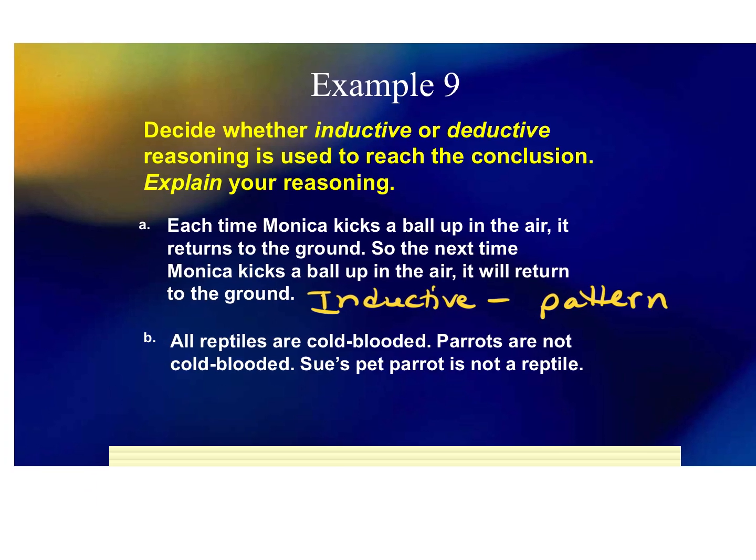And then the last one: all reptiles are cold-blooded. Parrots are not cold-blooded. So Sue's pet parrot is not a reptile. And this would be using deductive reasoning because what we're using is a fact that reptiles are cold-blooded animals. So this is based on a fact, and this is why it's deductive.